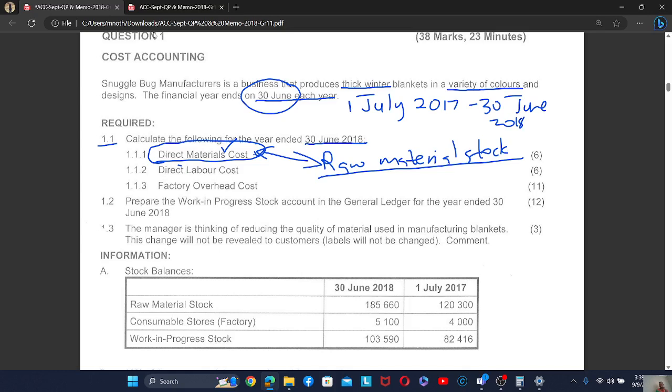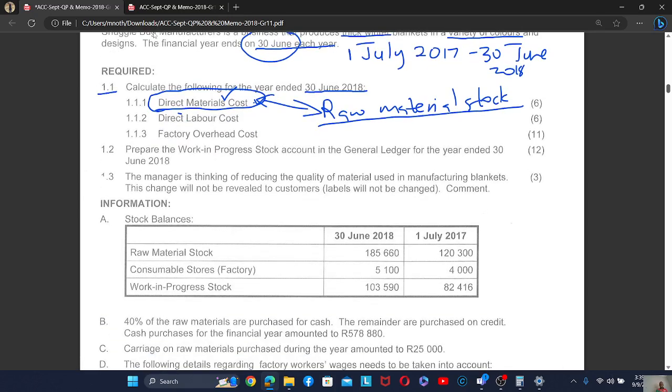Okay, so let's calculate, because we need to find the direct material cost. Let's check what they gave us. They gave us the balances of the raw material stock. At the beginning of the year, it was 120,300, right? And at the end of the year, it was 185,660, right?